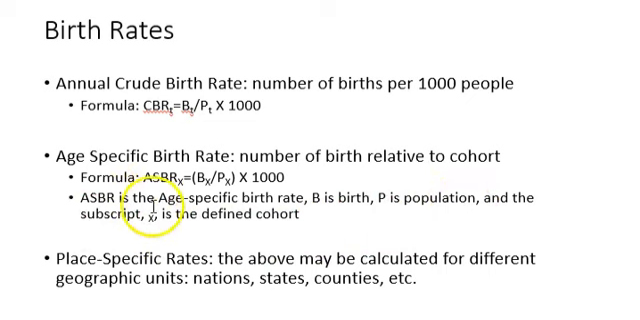And again, the equation for that is just going to be the number of births for the particular subpopulation relative to the size of that subpopulation times 1,000. And we can again do place comparisons, as we mentioned with the crude and the group-specific death rates.